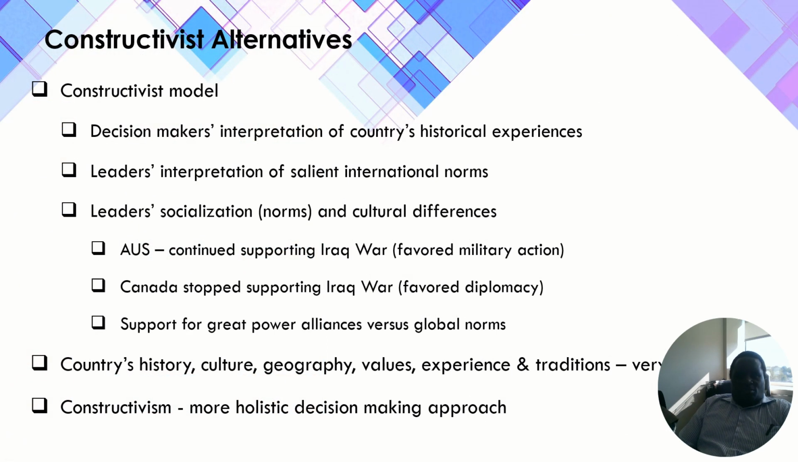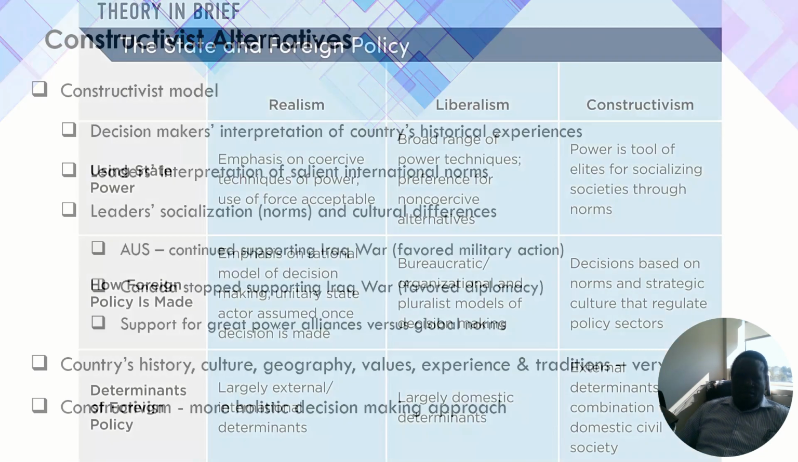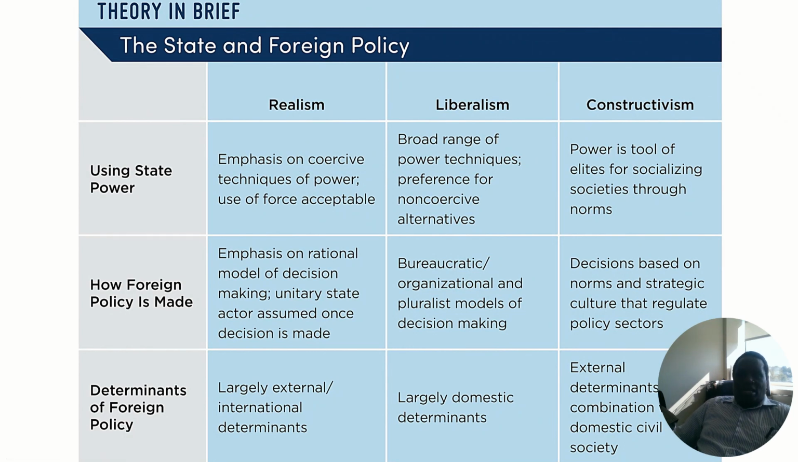Now, according to the constructivist models of decision making, we think about things like interpretation of current norms, historical experiences, socialization norms, and cultural differences. For example, there are societies that are more prone to war. So, for example, the Australian versus Canadian decisions on the Iraq war, where Australia continued supporting, but Canada stopped supporting. And so the history, culture, geography, values, experience, and traditions become more important in deciding what the country will do.